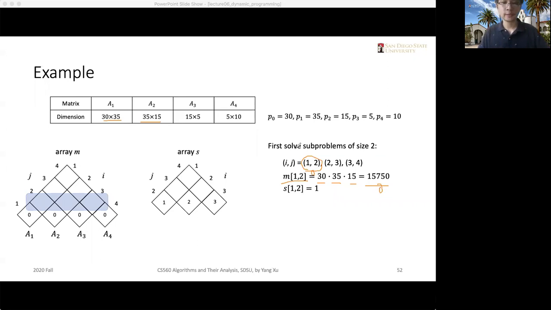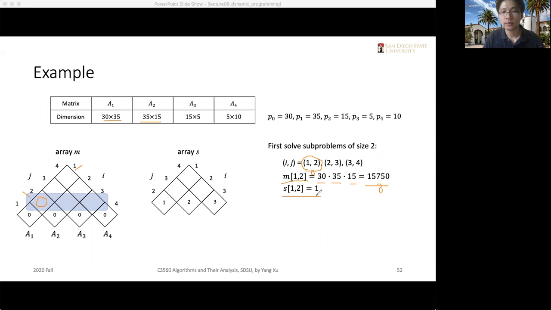Okay, so we can put the number 15,750 into the entry here, right? Because this entry corresponds to I equals 1 and J equals 2. Okay, and also S12 is 1.